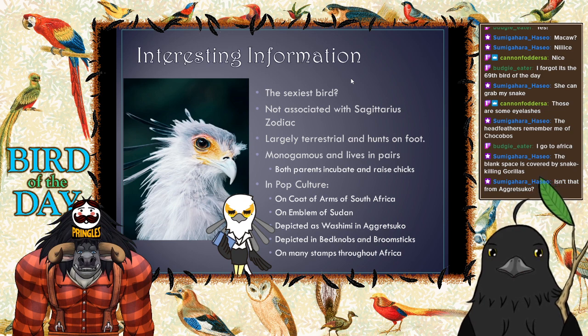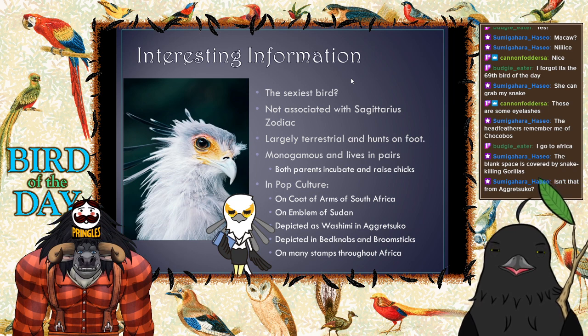In the Disney movie Bedknobs and Broomsticks, one of the characters has a pet secretary bird. The national emblem of Sudan depicts one of these. The South African Army's coat of arms has a secretary bird on it, and many African nations have depicted them on stamps and stuff. So they're a very popular, recognizable bird over there. Well liked, well respected.